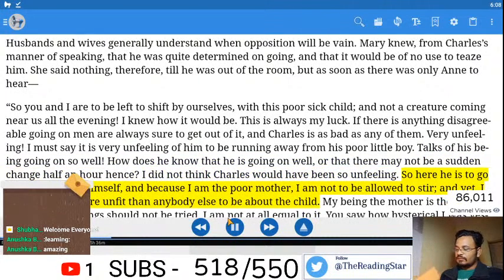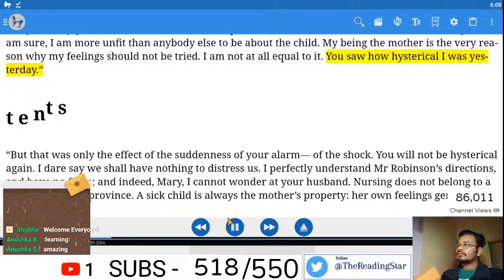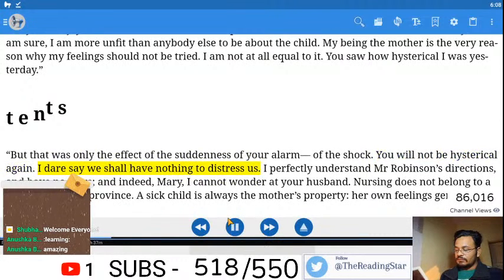So here he is to go away and enjoy himself, and because I am the poor mother, I am not to be allowed to stir. And yet, I am sure I am more unfit than anybody else to be about the child. My being the mother is the very reason why my feelings should not be tried. I am not at all equal to it. You saw how hysterical I was yesterday. But that was only the effect of the suddenness of your alarm, of the shock. You will not be hysterical again. I dare say we shall have nothing to distress us.